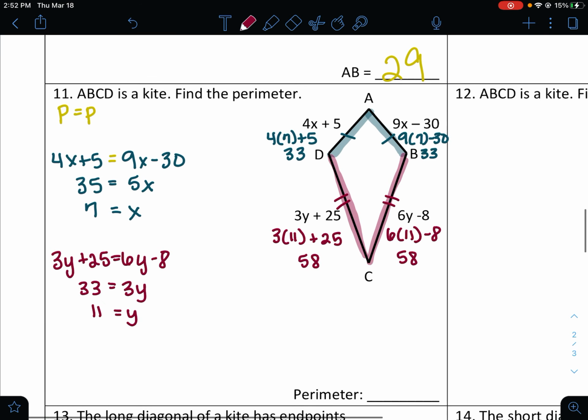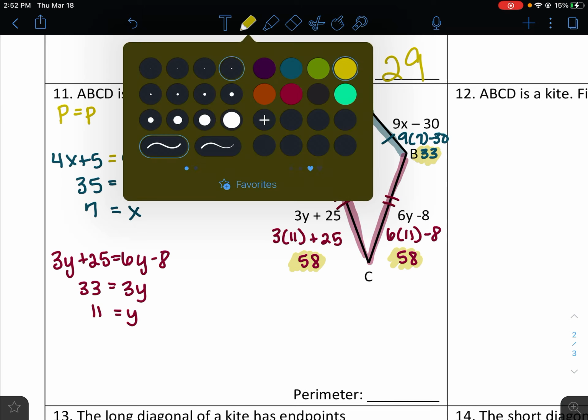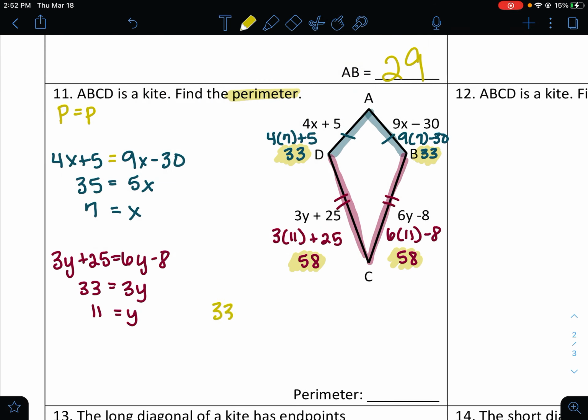Nice. All right, for the perimeter, just add them all up. So for perimeter, add all the sides. And when they say the sides, they mean the outside, not the inside. Not that we had anything on the inside for this problem, but just in case you needed to know that. All right, so we got 33 plus 58 plus 58, and then that's going to be 182.